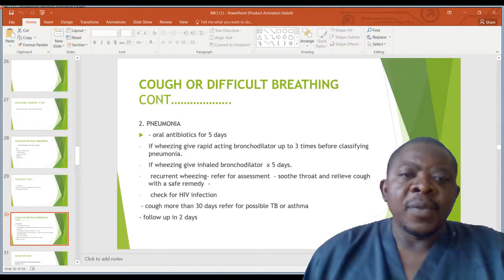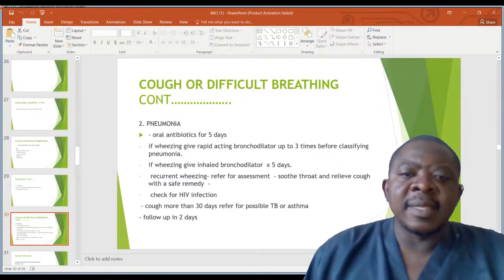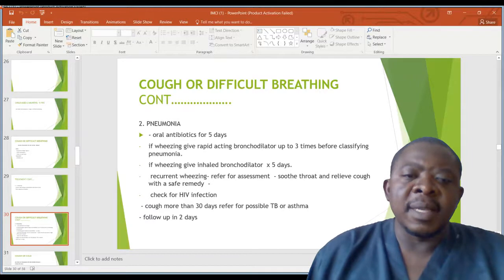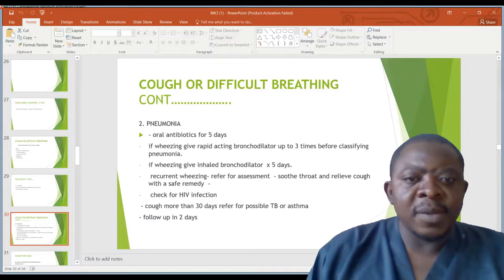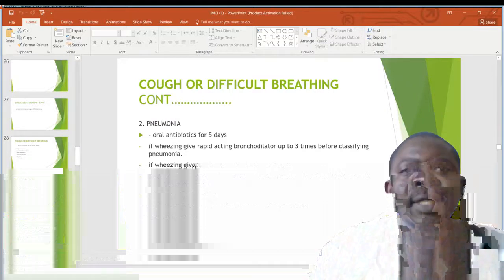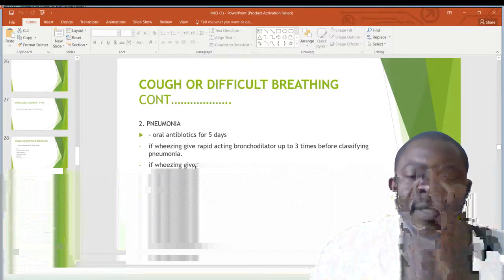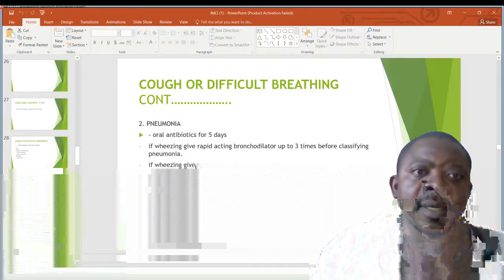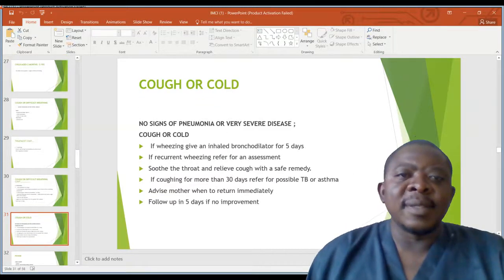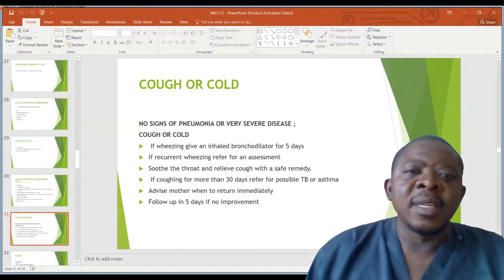And cough which is more than 30 days, you can refer for possible TB or asthma checkup. Then you can follow up this child in 2 days. So this is to do with cough or difficulties in breathing classification. Then for cough or cold, as a green color coding, no signs of pneumonia or very severe disease.